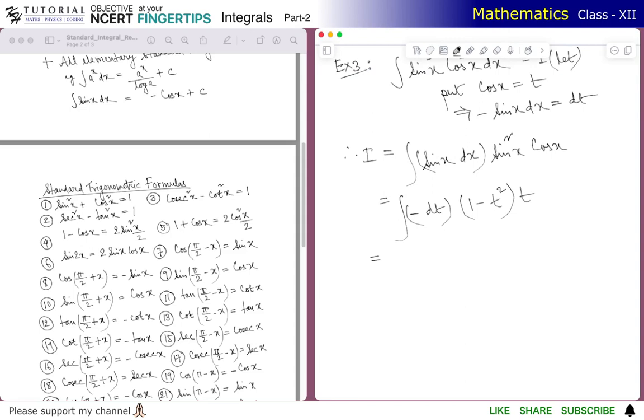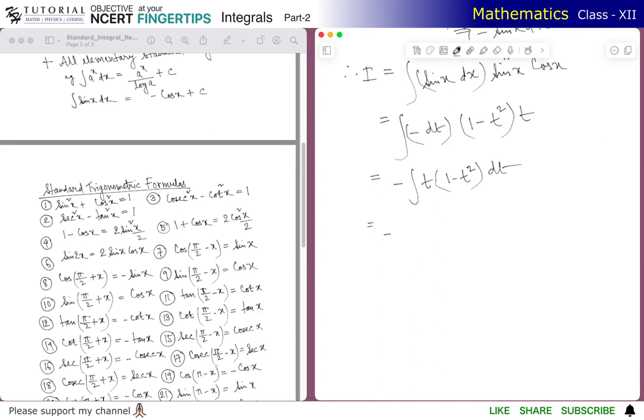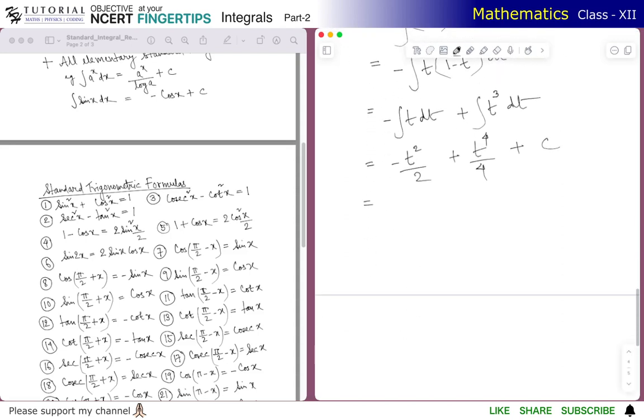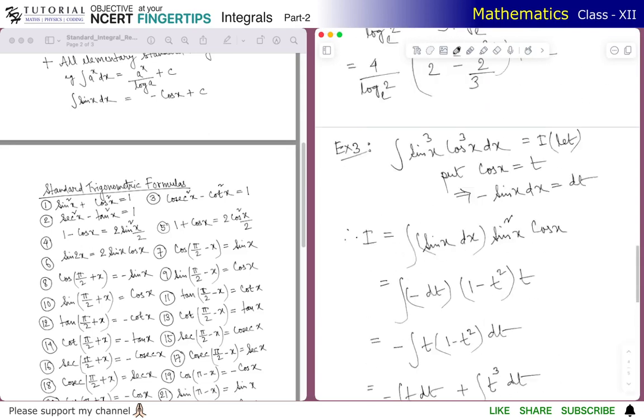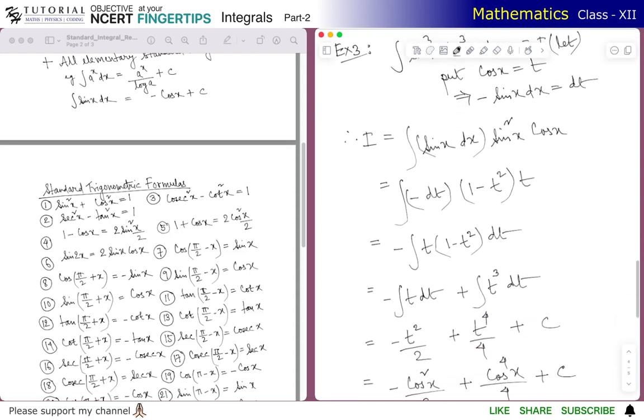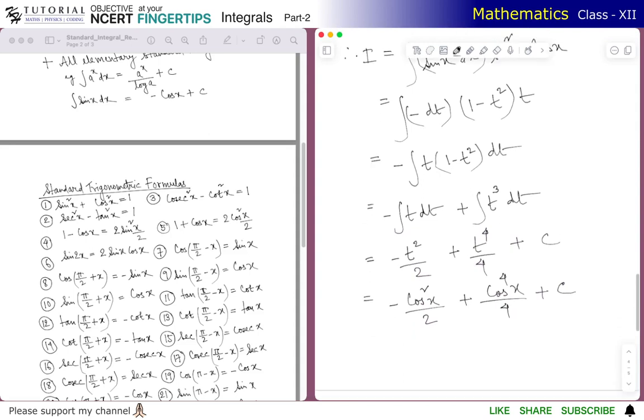So this becomes minus the integral of t into 1 minus t square dt, which becomes minus t dt plus t cube dt. This is minus t square by 2 plus t to the power 4 by 4 plus c. We have substituted cos x equals t, so it becomes minus cos square x by 2 plus cos to the power 4 x by 4 plus c. I hope I did not make any mistake. Please check it, and if I make any mistake in any steps, please let me know in the comment section.